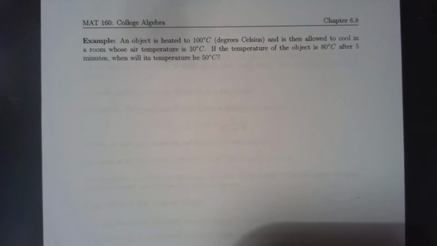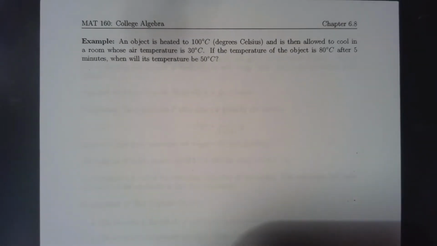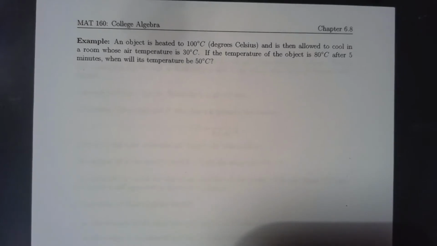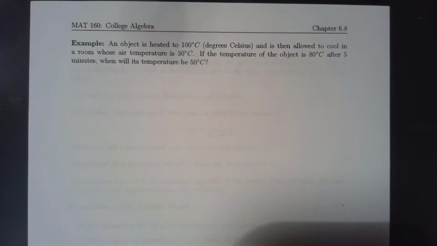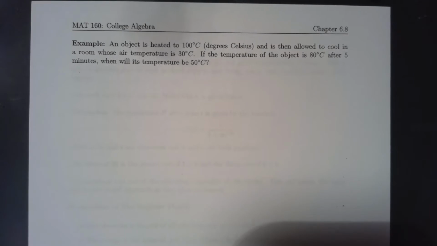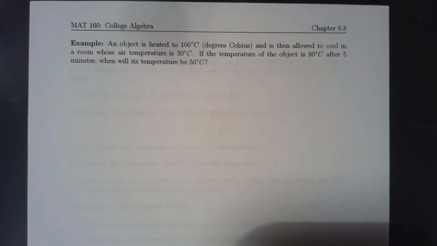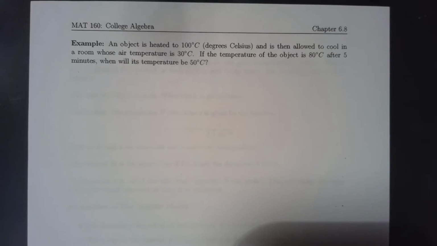All right. Let's look at a problem that deals with that. An object is heated to 100 degrees Celsius. It's then allowed to cool in a room whose air temperature is 30 degrees Celsius. If the temperature of the object is 80 degrees Celsius after 5 minutes, when will its temperature be 50 degrees Celsius?